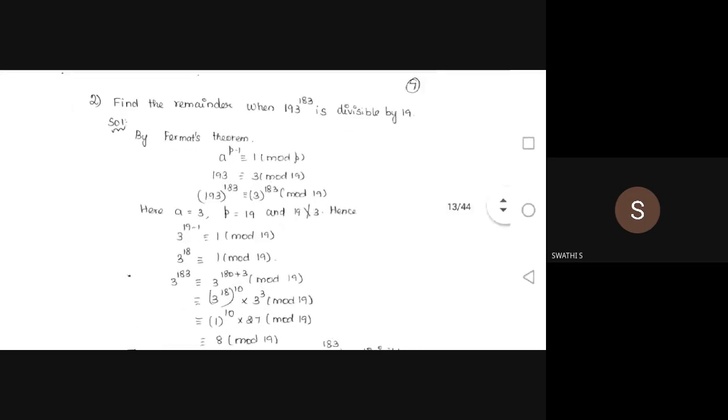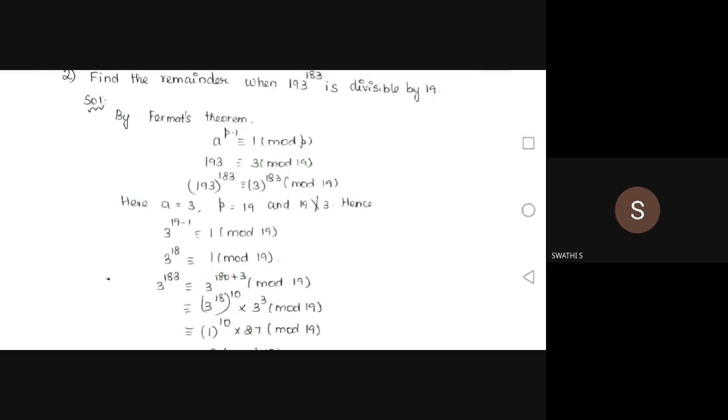Then the second problem: find the remainder when 193 to the power 183 is divided by 19. Okay. So this problem will also be solved like the previous problem. So by Fermat's little theorem, a power p minus 1 is congruent to 1 mod p. Here the base is 193, the power is 183.